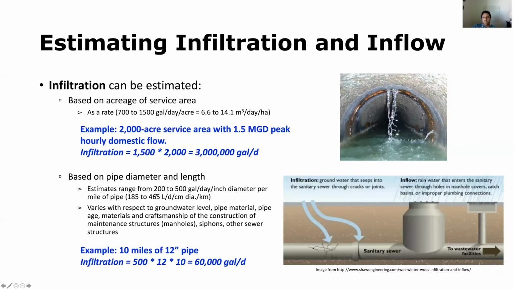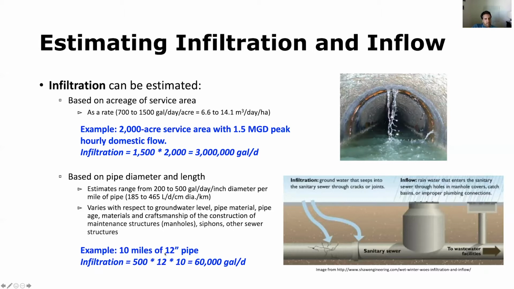So this again uses a constant, which is expressed with the units gallons per day per inch diameter per mile of pipe, or liters per day per centimeter diameter per kilometer of pipe. And typical ranges are 200 to 500 gallons per day per inch per mile. This range between 200 and 500 varies with respect to groundwater level, the pipe material, the age of the pipe, the materials, and the craftsmanship of the construction of structures, siphons, and other elements of the sewer system.